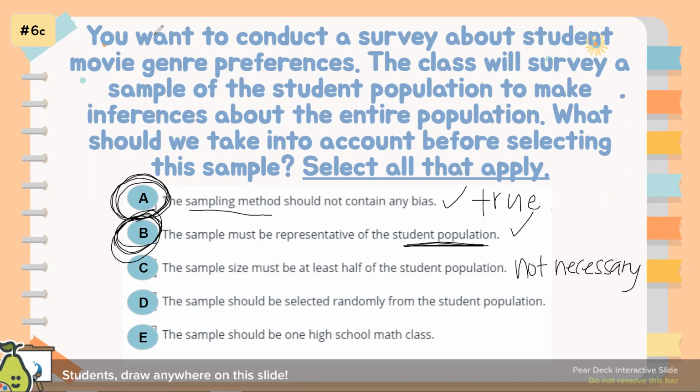D: the sample should be selected randomly from the student population. Yeah, we were just talking about that. Since we're going to select randomly, everyone has the same likelihood. And that allows us to have a sample that contains no bias in it. And therefore, samples with no biases will be representative of the entire population. So most definitely, our sample must be selected randomly.